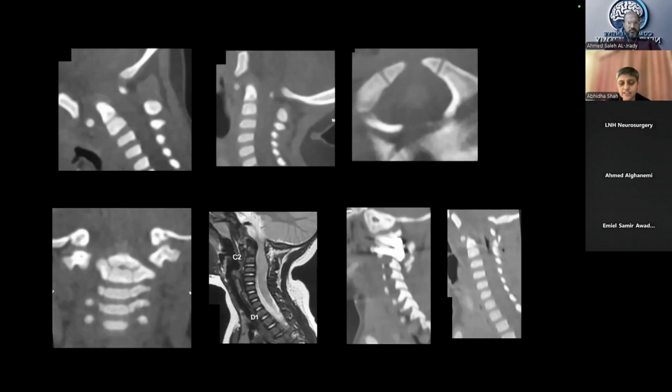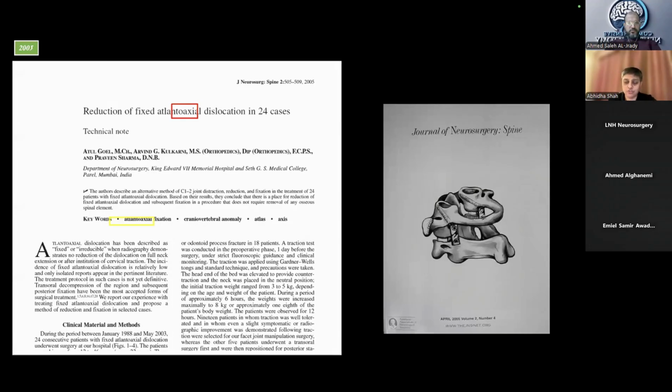So the technique involves opening of the C1, C2 joint. You put an osteotome in the C1, C2 joint, you open the osteotome, you denude the articular cartilage, you insert bone graft chips into the C1, C2 joint, and then you put a screw in C1 and you put a screw in C2. I will show you later in the presentation where the entry and exit points of these screws are.